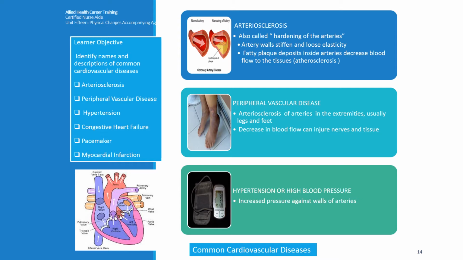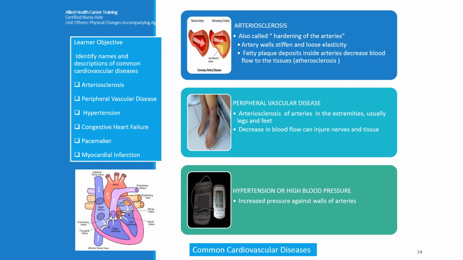So that's the arteriosclerosis. Then you have the atherosclerosis, which is the fatty plaque deposits that are made inside the arteries. So these will also decrease blood flow to the tissues and can eventually lead to where you don't get any blood flow at all. So if you have the arteriosclerosis or atherosclerosis of the arteries in the extremities, this is what is peripheral vascular disease.